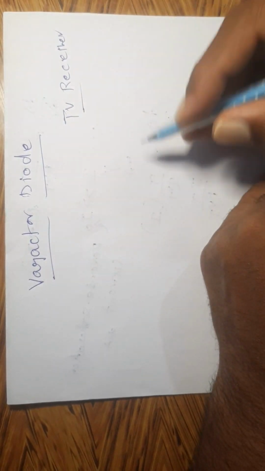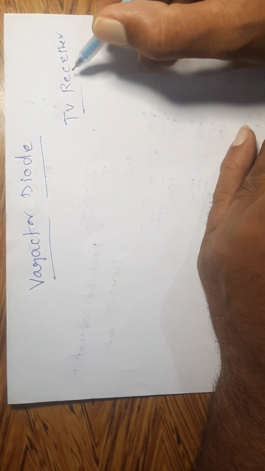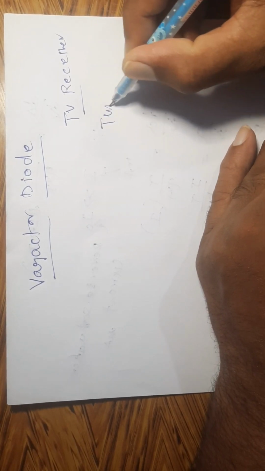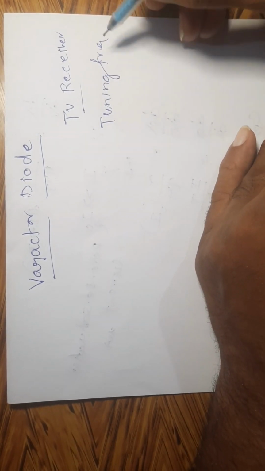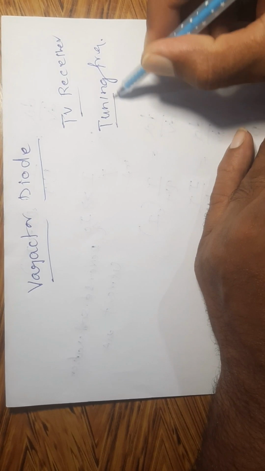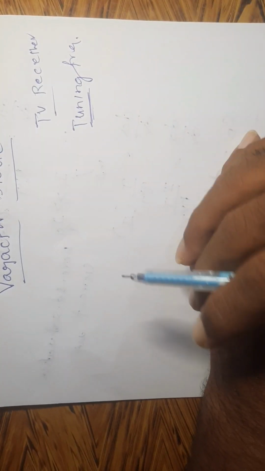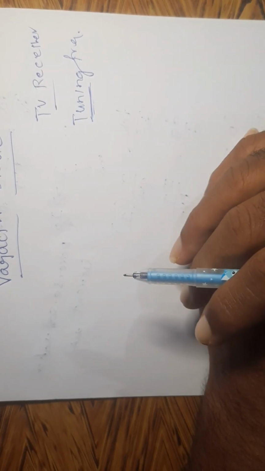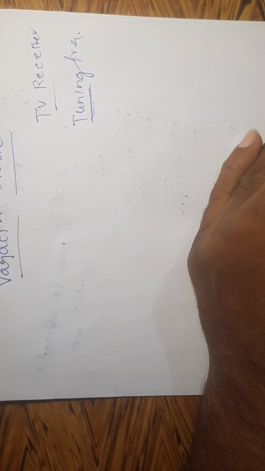Let's see with an example how it changes the frequency, that is tuning frequency, or you can say tuning diode. Tuning is the concept of changing the frequency, right? For example, we watch TV with the help of a remote controller. Nowadays we use remote controllers with ICs and all.